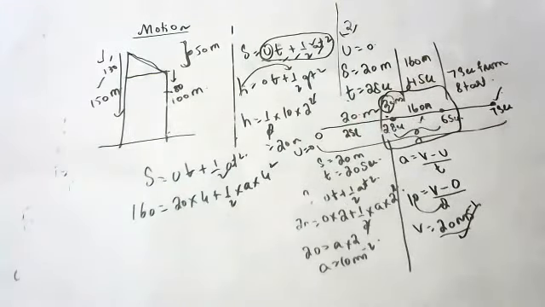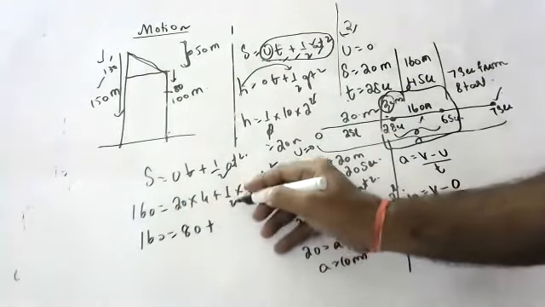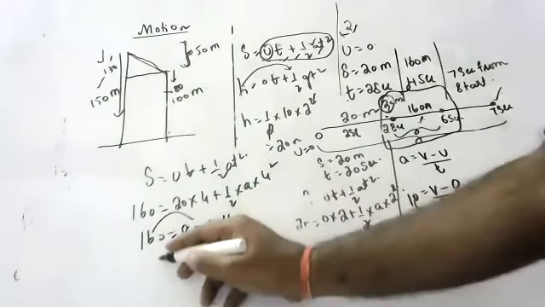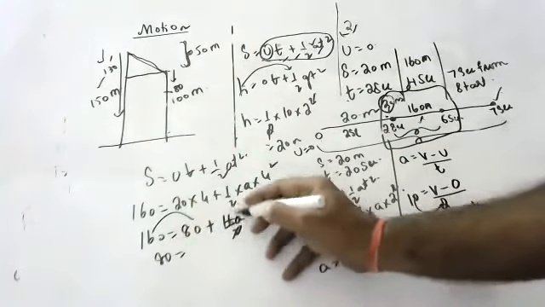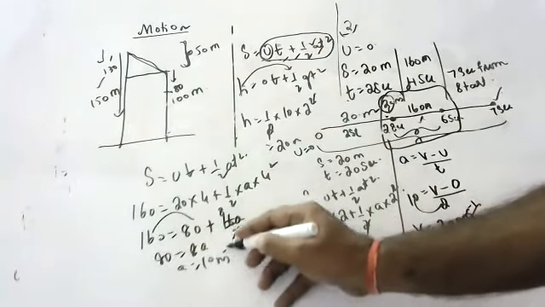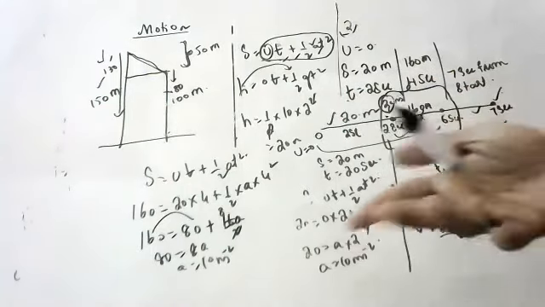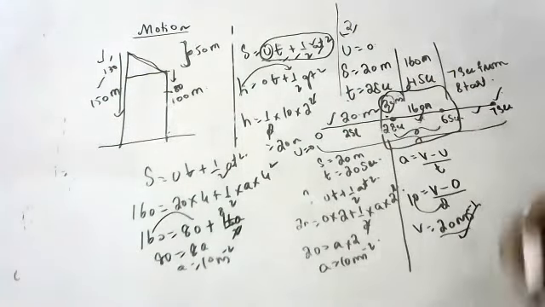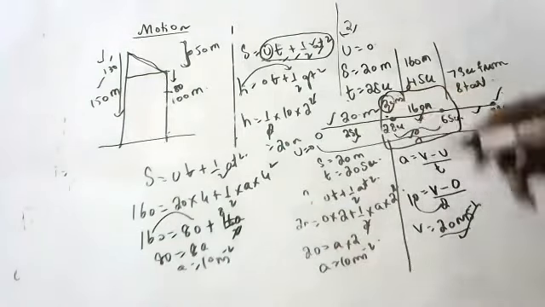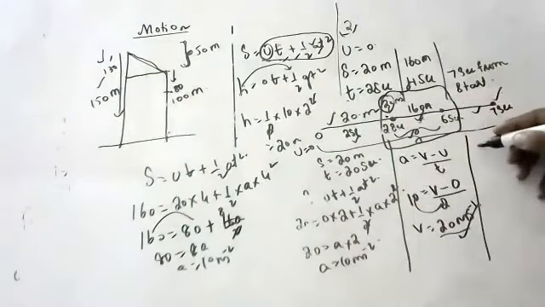Okay? 160 is equal to 80 plus 16a by 2. This goes here. 80 is equal to 8a, a is equal to, again you got 10. So here also 10, here also 10. Why did you do it again, sir? I want to check whether acceleration is constant or not. If acceleration is not constant, we can't find the final velocity.